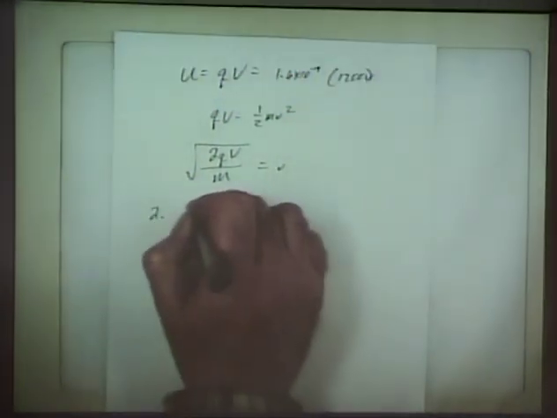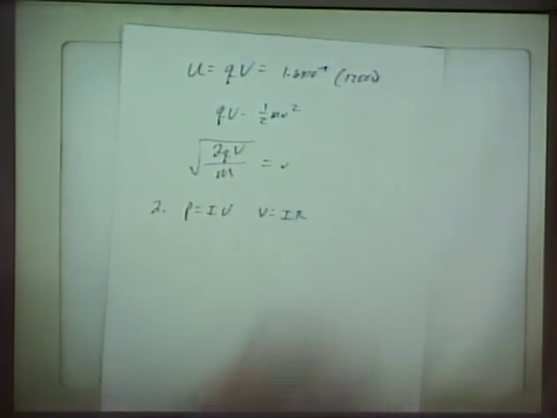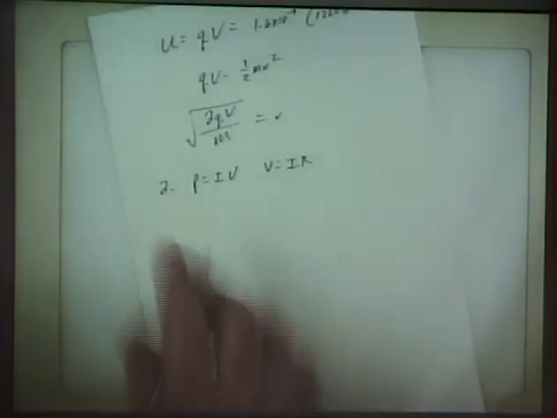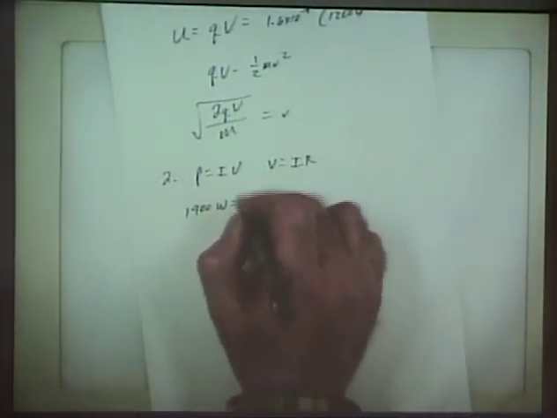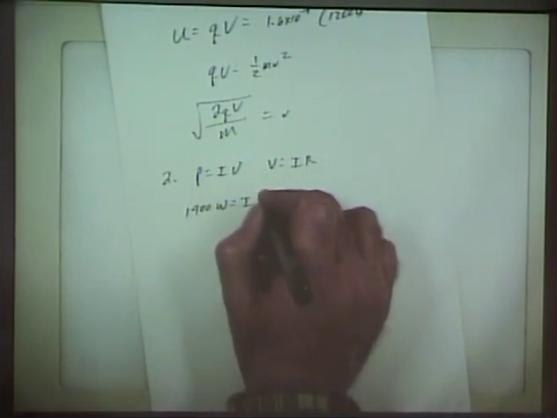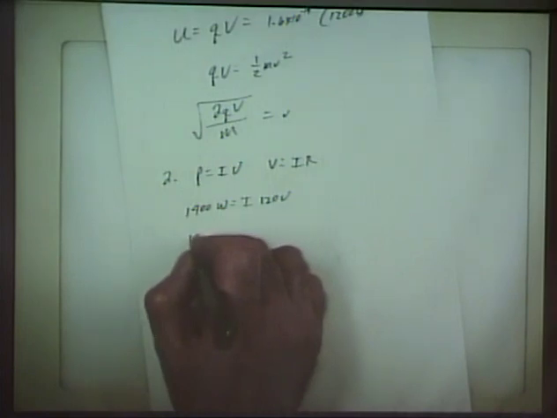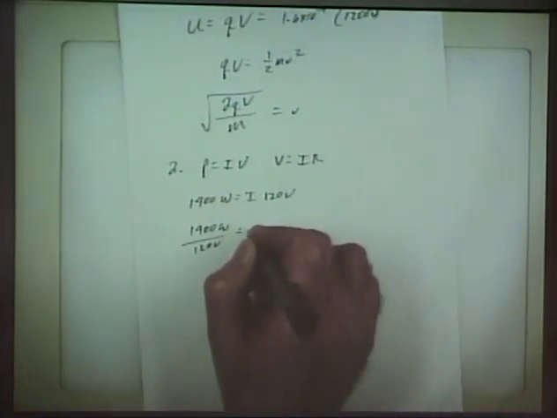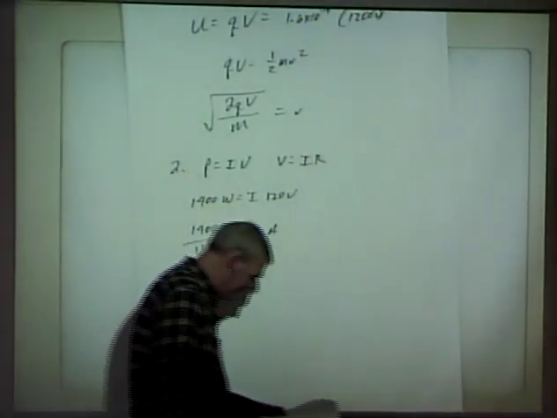So problem 2 is this. Remember, P equals IV and V equals IR. Those are the two things you had to know to do problem 2. So what is the current? We've got 1,400 watts equals I times 120 volts, so 1,400 watts over 120 volts equals my amps, whatever that comes out to, 10.9 something like that.